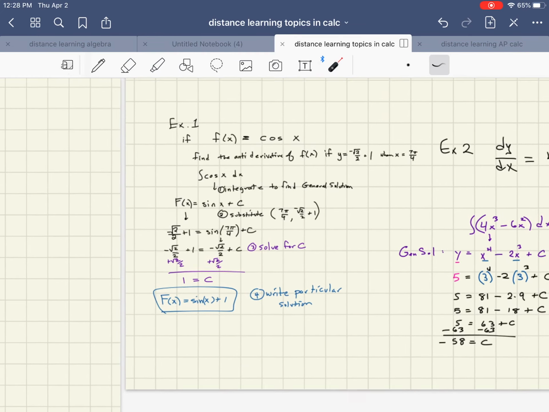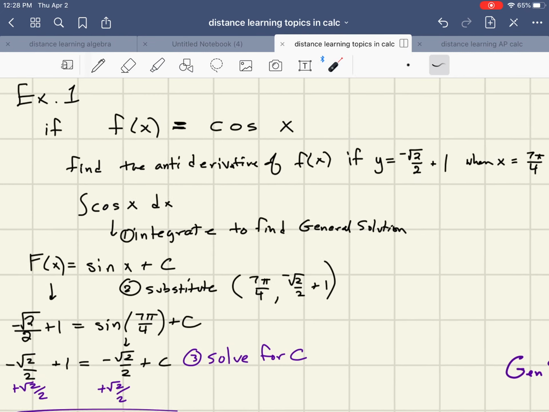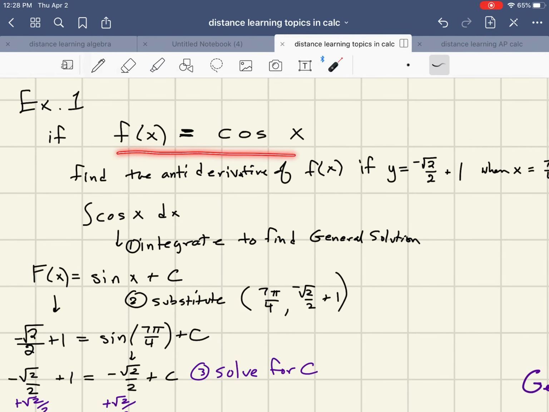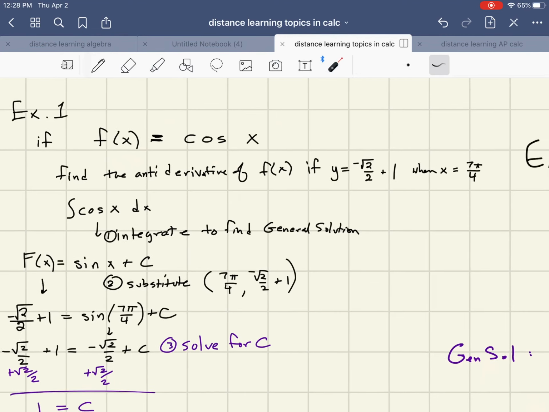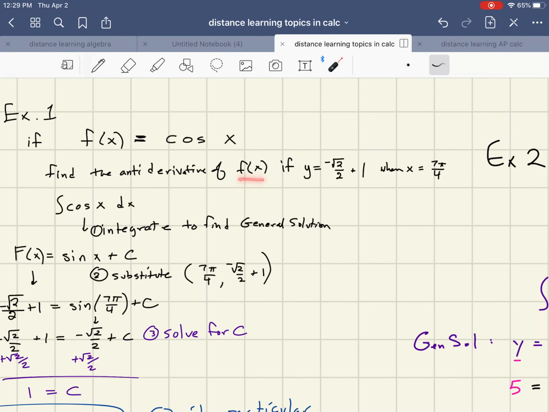I've got a couple other examples to show you. f prime of x equals the cosine of x. So we're going to find the antiderivative of f, lowercase f, if we have this given information.